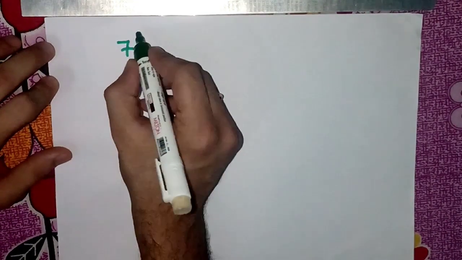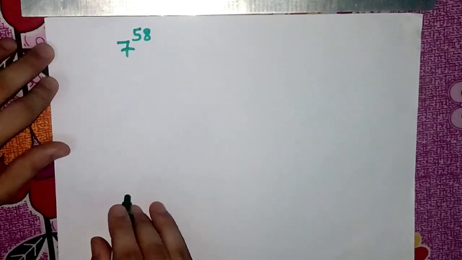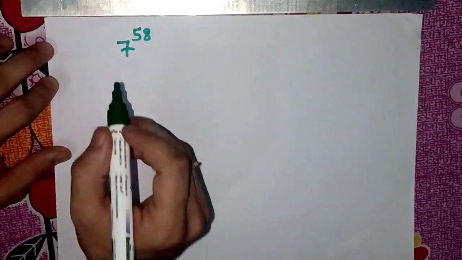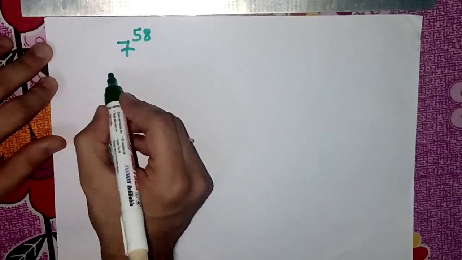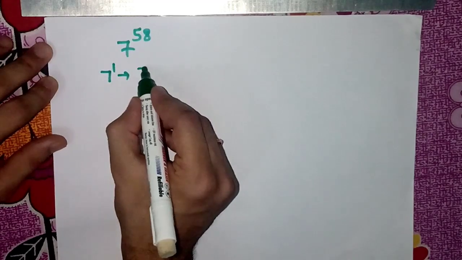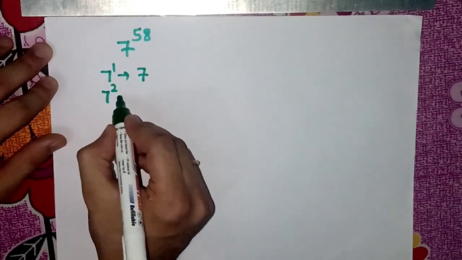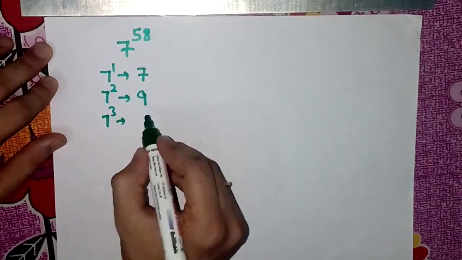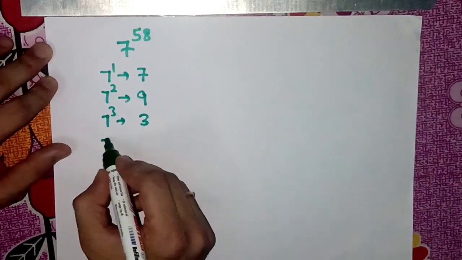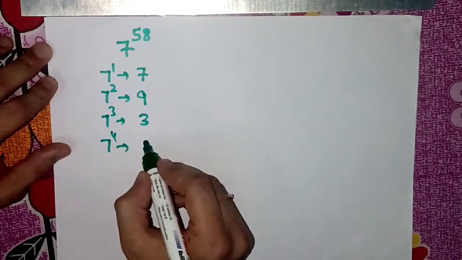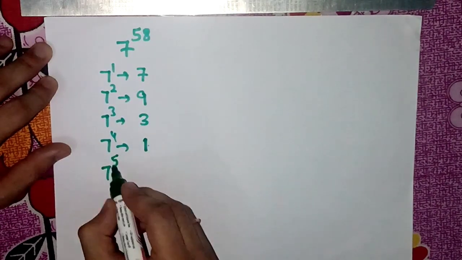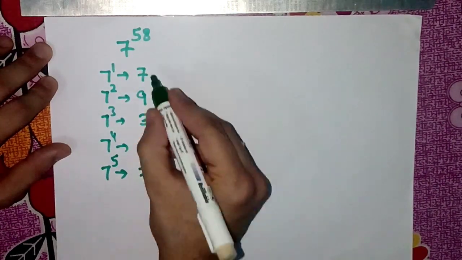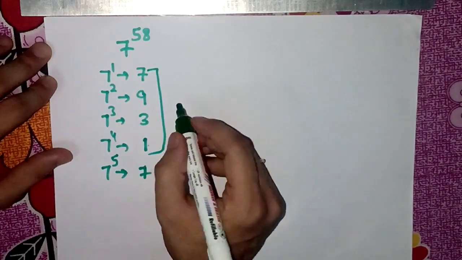For example, you are given 7 to the power 58. First of all, you need to find the cyclicity of 7. 7 to the power 1 is 7. 7 square will give 7 sevens, 49. 7 cube, 9 sevens are 63, so 3. 7 to the power 4, 7 threes are 21, so 1. 7 to the power 5, 1 into 7 is 7. So here we see the cyclicity of 7 is also 4.